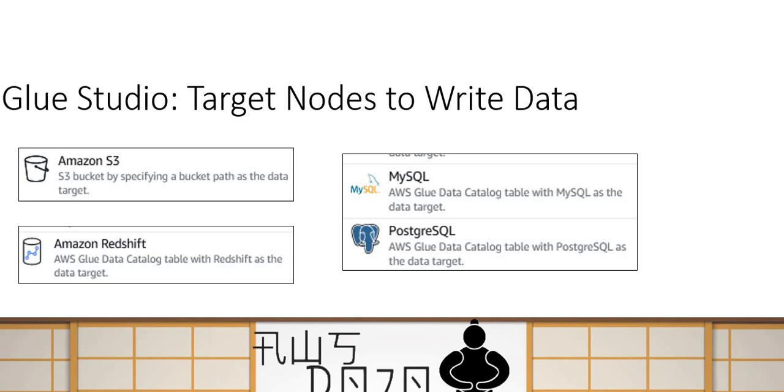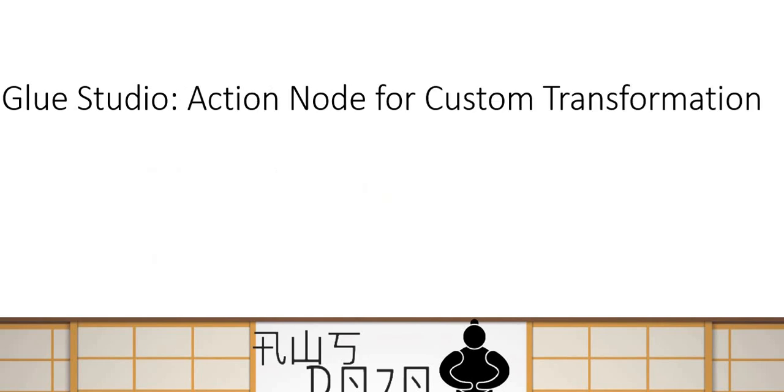Other than these out-of-the-box nodes, you also have something called the custom transformation action node. The whole idea of using nodes is that you don't have to write any line of code. You can simply drag and drop these nodes in your graph, create a connection between them, and then that becomes the business logic for your ETL job. And you don't need to write any line of code.